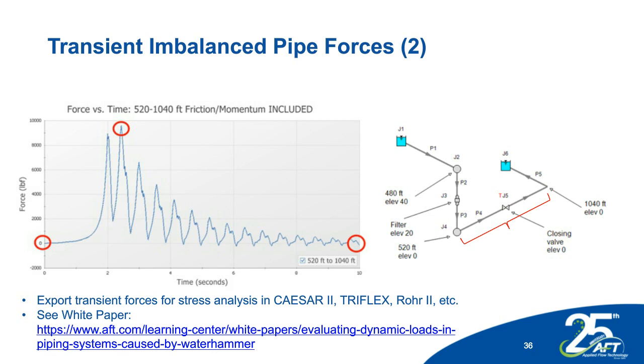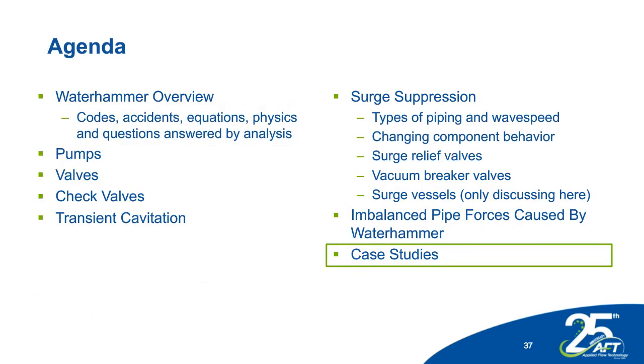Impulse does export forces into really any commercial software, most easily into software such as Caesar II, Triflex, and ROHR2. And there's a paper with a link down here at the bottom that describes how to do that. I want to just make reference to a couple case studies really quickly before we conclude.